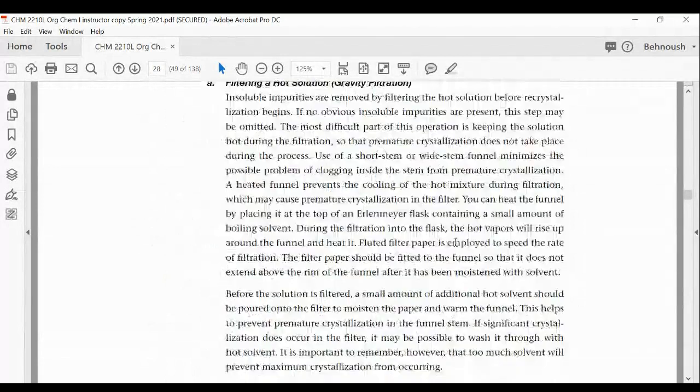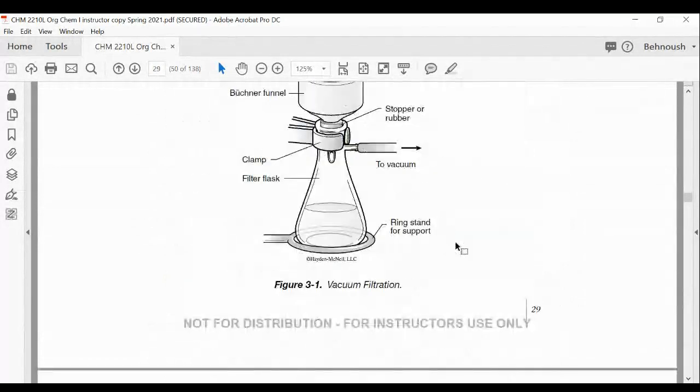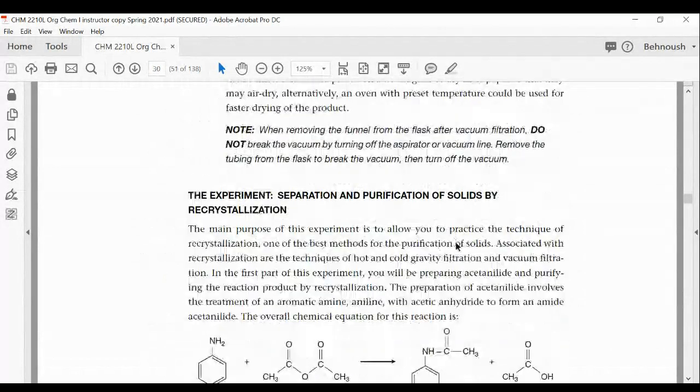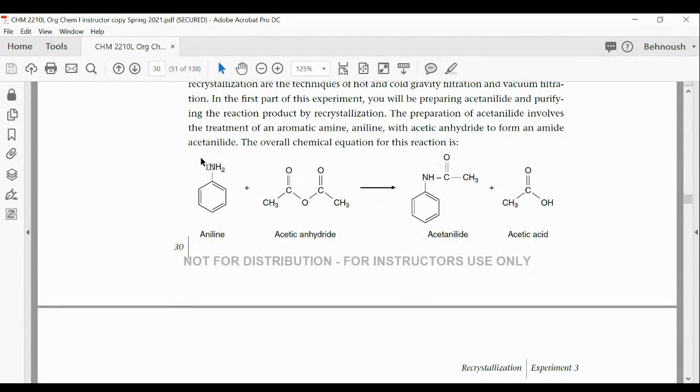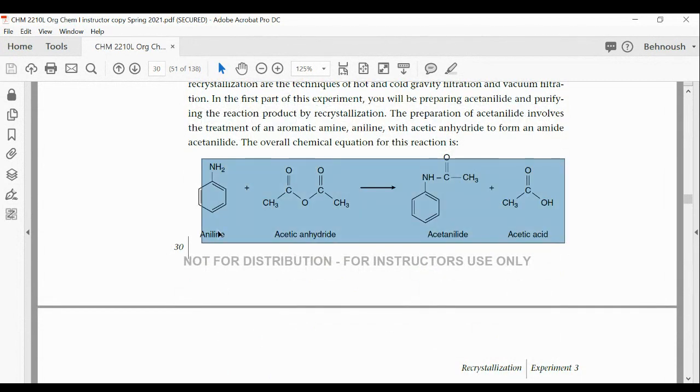So the actual experiment, it says the experiment. So this is the experiment, okay? Separation and purification of the solid by recrystallization. This is the chemical reaction that you're going to perform. You start with aniline and then add acetic anhydride. It's going to produce acetanilide plus acetic acid.